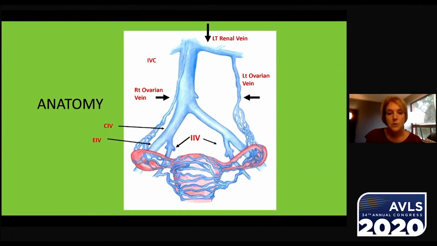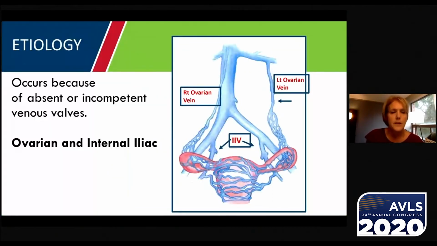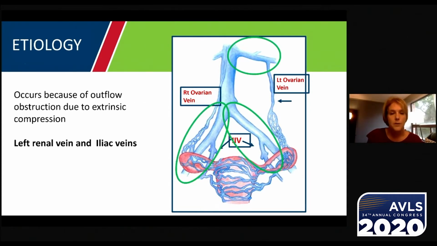So as Sarah mentioned, there are two etiologies for pelvic venous disorders, one of which is the lack of competent functioning valves, and that's typically seen in the ovarian veins as well as the iliac veins, specifically the internal iliac veins in the case that we're talking about. And then second is from an outflow obstruction due to an extrinsic compression, and that usually involves the left renal vein or any of the iliac veins. And like Sarah said, it could be a combination of both, and honestly, in my experience, there's usually a combination of the two things happening.